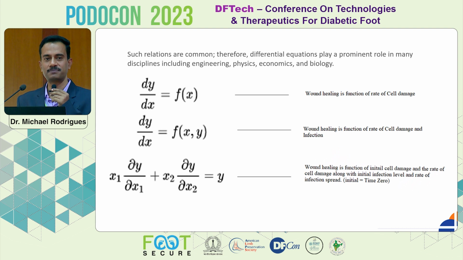If I say it's a simple differential equation, dy/dx is a function of x. So in plain medical terms, I can put it like this: wound healing is a function of cell damage. Or if I put it in a second degree, it is a function of x and y. That means I can say it is a function of cell damage and of infection, both together.